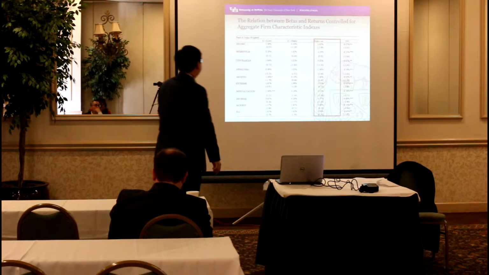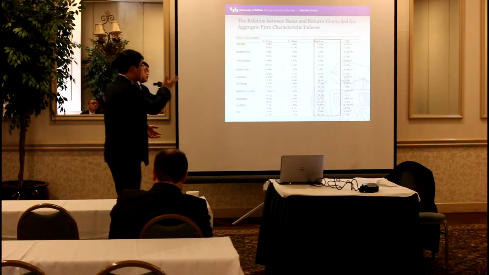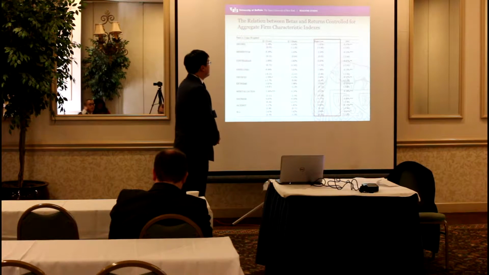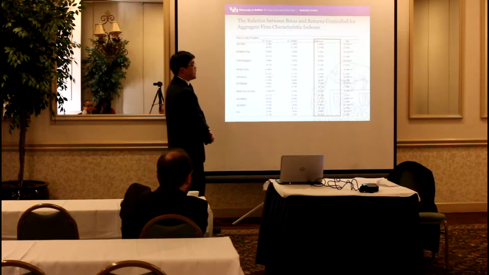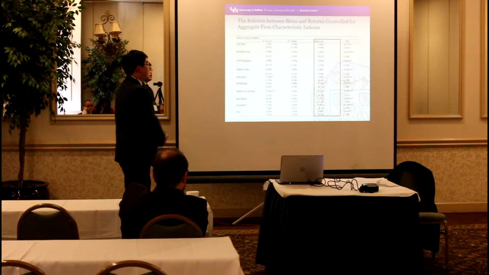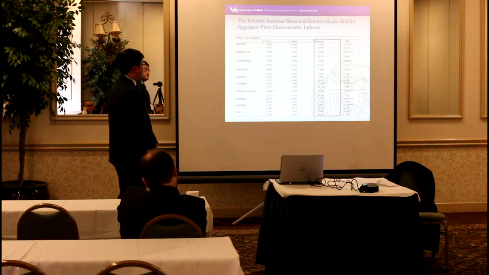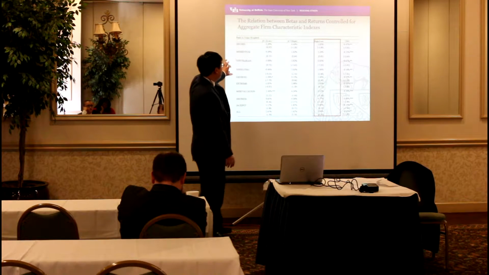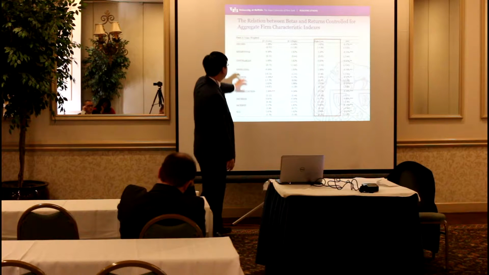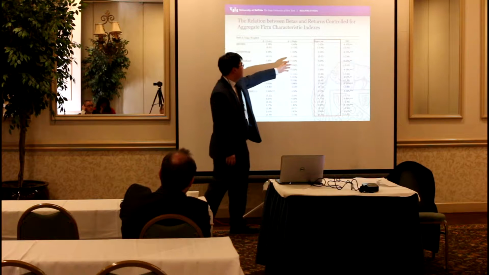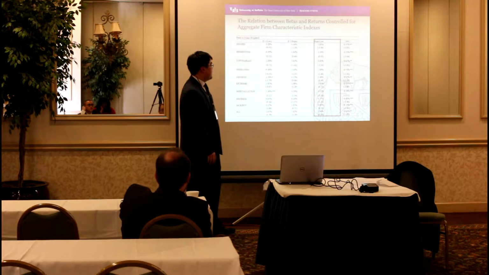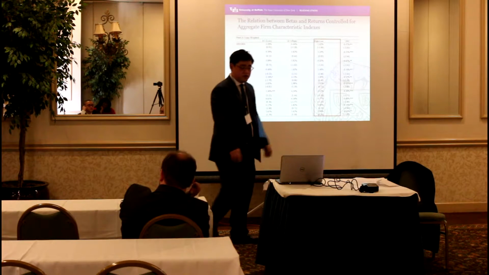Our last test is the multivariate analysis. To control for the firm characteristics in a time series regression, we create these aggregate firm characteristic indexes where we take the cross-section average of the corresponding indexes. And the result shows that after controlling for one of these 10 indexes, the abnormal return associated with the Hammond's law beta portfolio becomes insignificant.